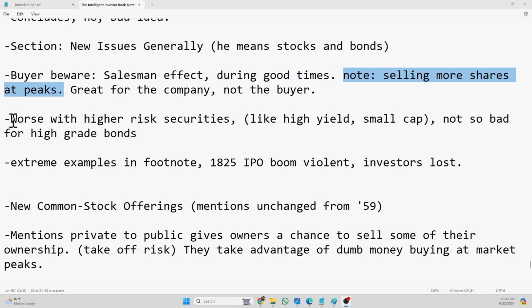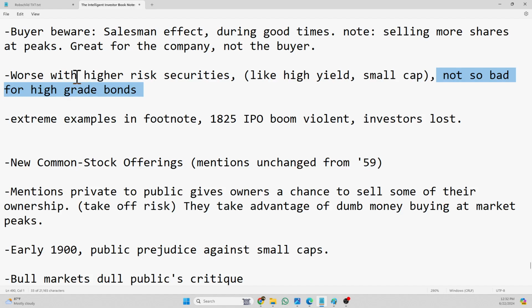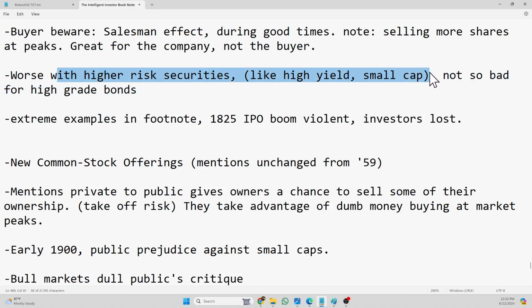When things go down, the thing that you bought is probably going to go down way more than the things that might be overvalued. It's not a good idea to be looking at new hot companies when the markets are on fire. Really bad idea, in fact. He goes through a bunch of reasons and how that works and why. It's worse with higher risk securities like high yield and small cap. It's not as bad for high grade bonds, if you're buying them just for the small coupon and there's not really any risk, so you don't have to worry so much. It's more regarding higher risk stuff, small cap, high yield.